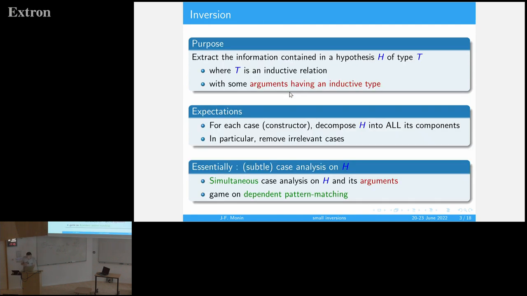So what you have to see is that inversion, in fact, is two things at the same time. It's a reasoning on an inductive relation, so it was even in the previous slide, and on an argument or several arguments which have an inductive type, for instance, n of type nat in the previous slide. And what you want is the goal, the hypothesis, to be decomposed at once into all its components. If you have several cases, you may have several cases, but all the components at once, and in particular, remove the irrelevant cases. So for instance, in this case, you want to remove the case EV0. Altogether, it's a kind of simultaneous pattern matching on H and its arguments.